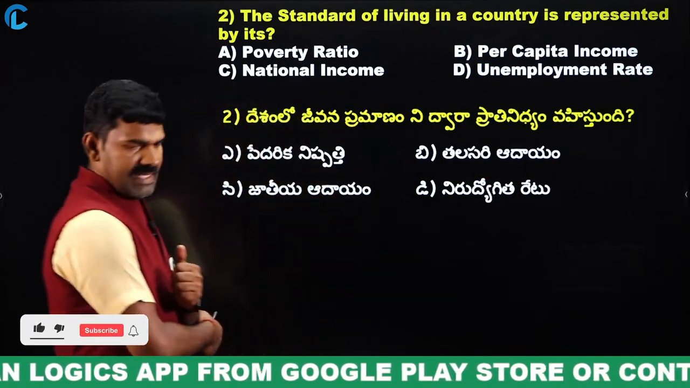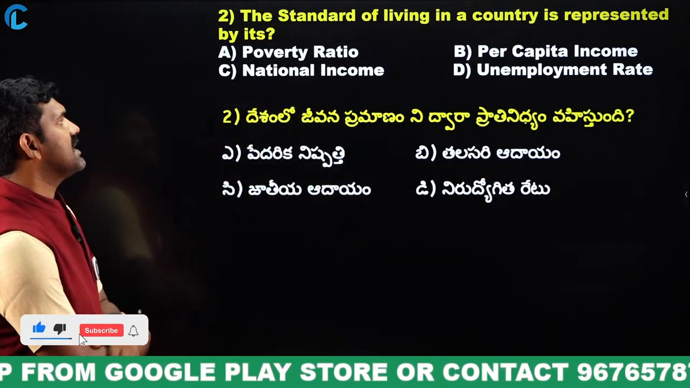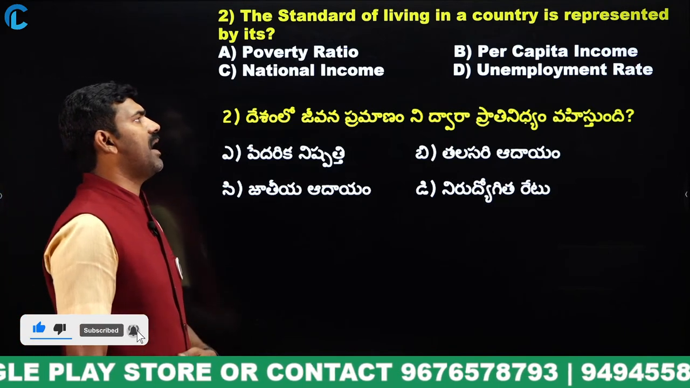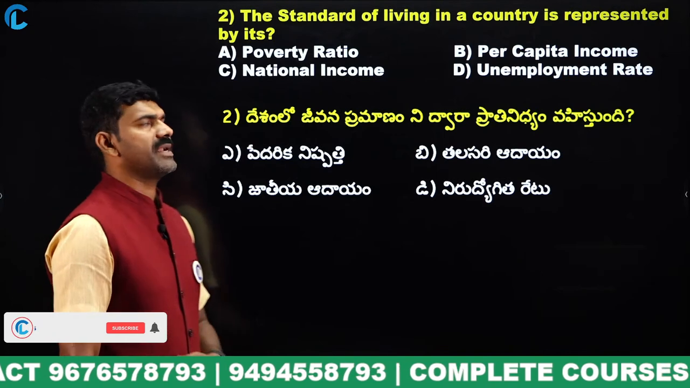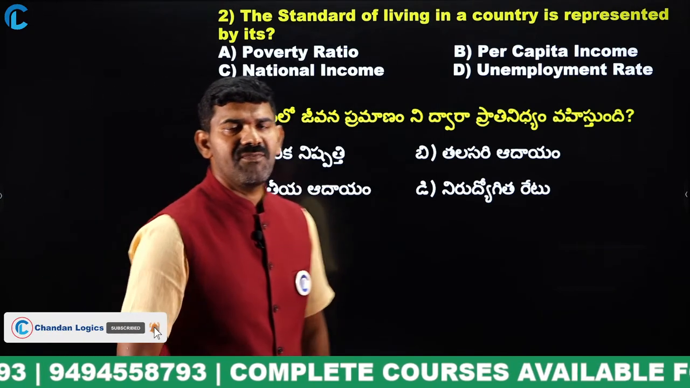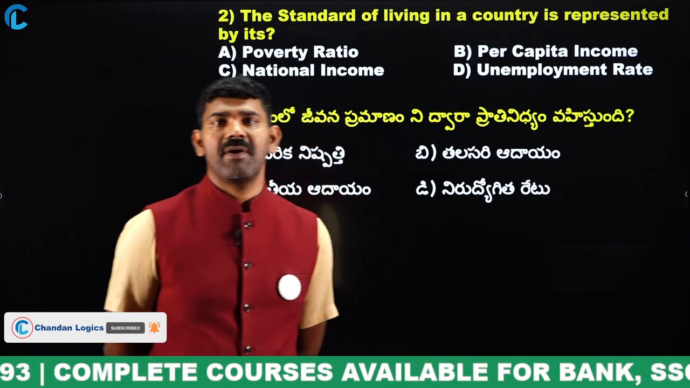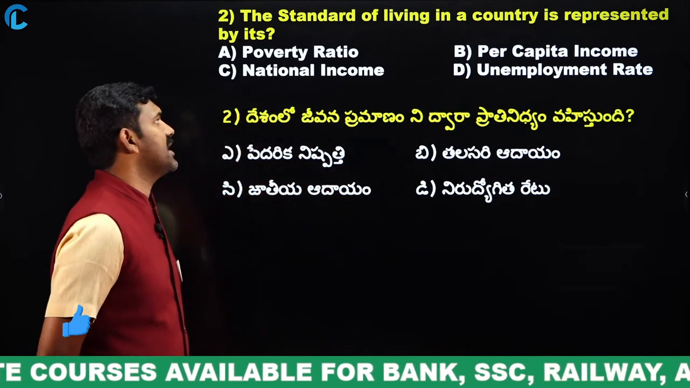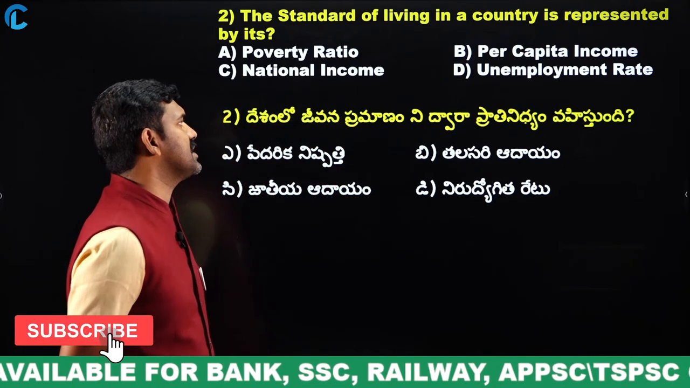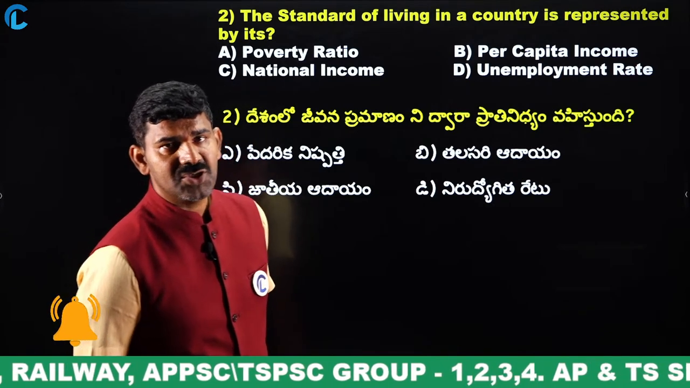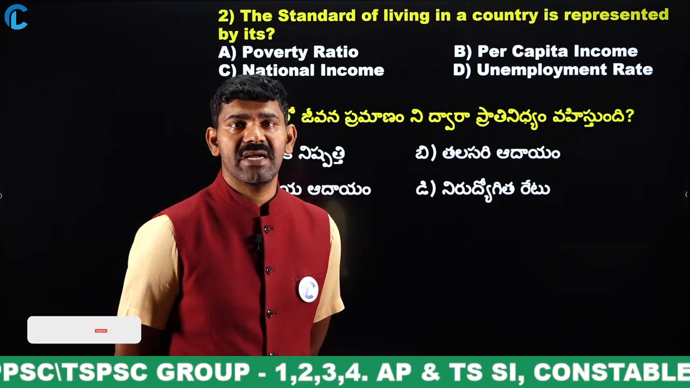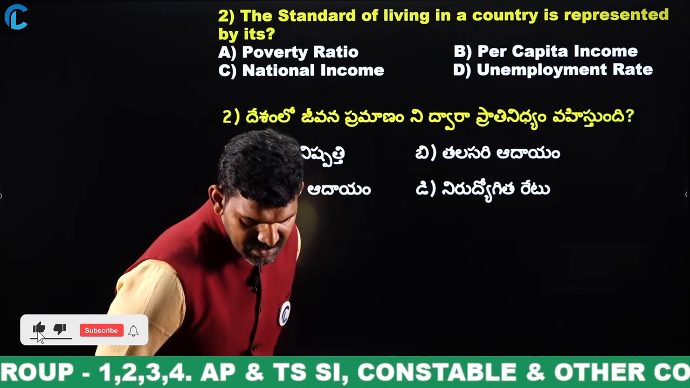Cool. Next one. The standard of living in a country is represented by its poverty ratio, per capita income, national income, unemployment rate. Okay. The standard of living of a country is represented by what? Is it poverty ratio, per capita income, national income, unemployment rate? What is the right answer? So, which of the following shows the standard of living of a country? That is the question.